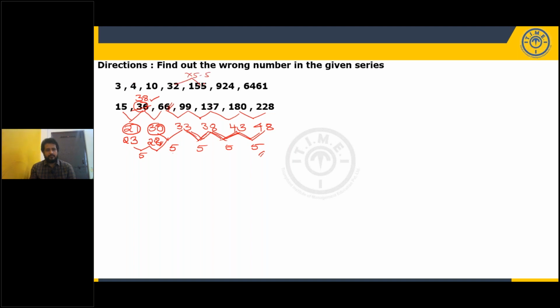Even here also. Here you may not find it, but here you can find it clearly. Into 5 minus 5, here into 6 minus 6. That can be observed very easily. So that you can understand that it is into 4 minus 4, into 3 minus 3, into 2 minus 2. Okay, so here the difference of the difference is 5.